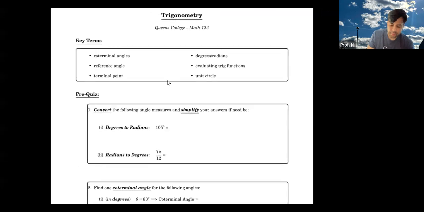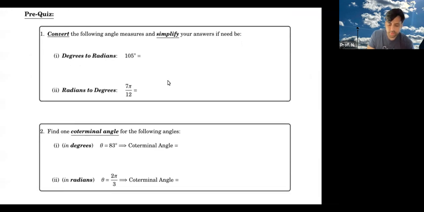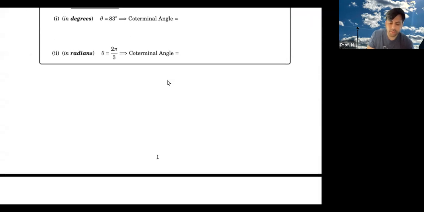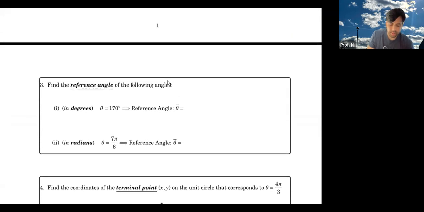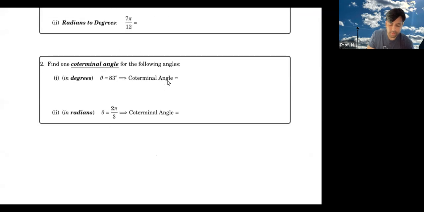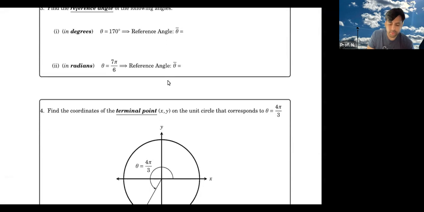All right. So we're not going to go over these necessarily because I feel like we've done this a lot in the beginning. Degrees to radians, radians to degrees, the coterminal angle. We know that. And then the reference angle. We've also discussed the reference angle.